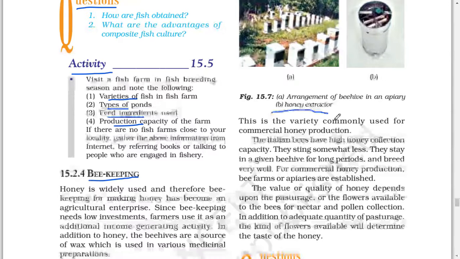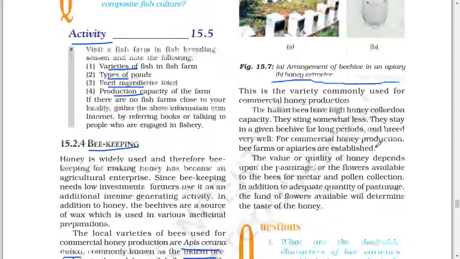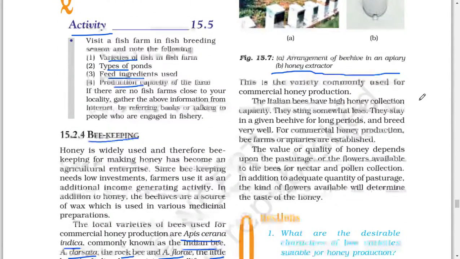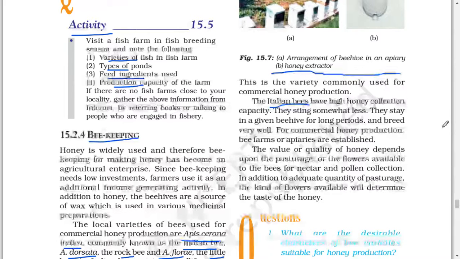Arrangement of beehives in an apiary; honey extractor. This is the variety commonly used for commercial honey production. The Italian bees have high honey collection capacity. They sting somewhat less. They stay in a given beehive for a long period and breed very well.